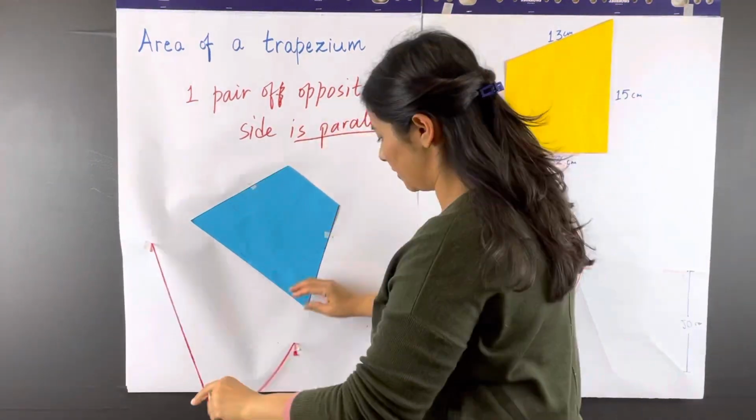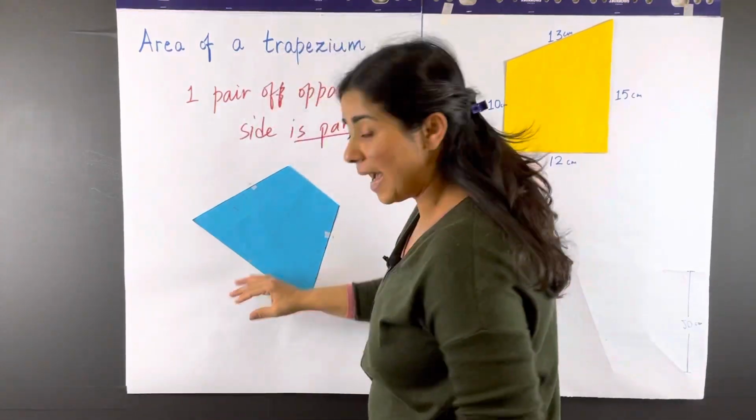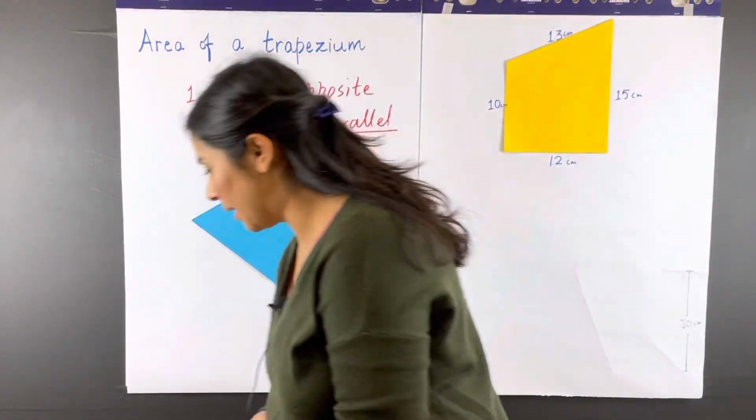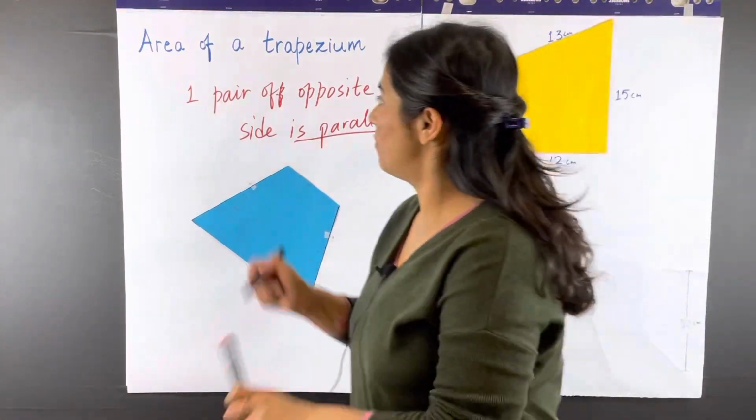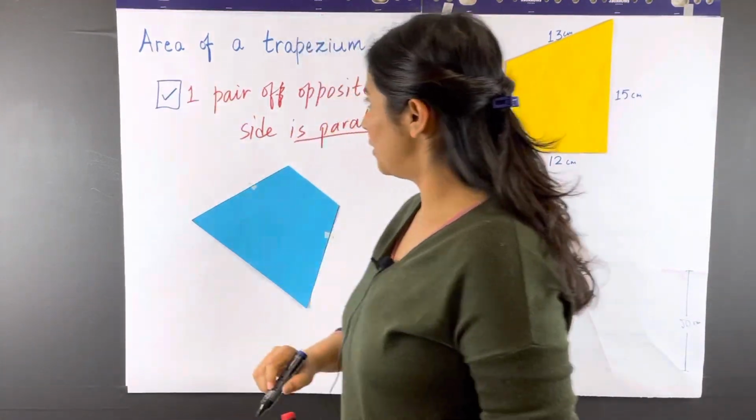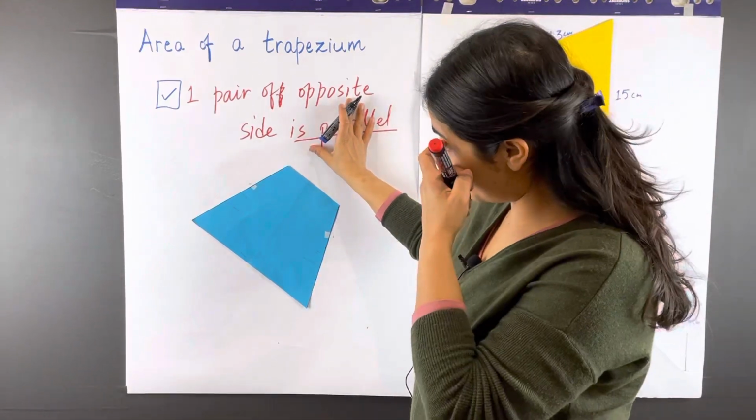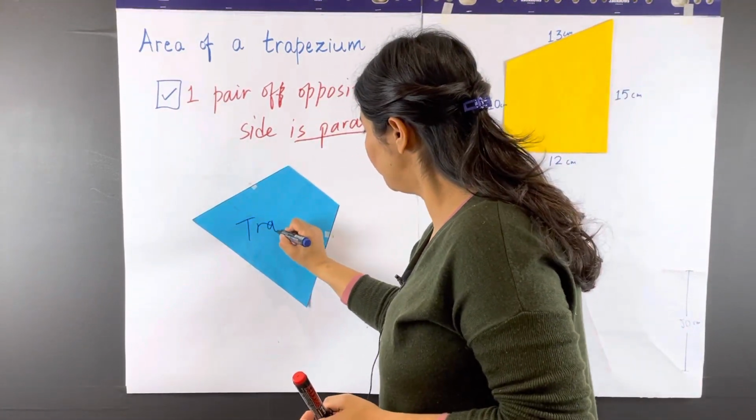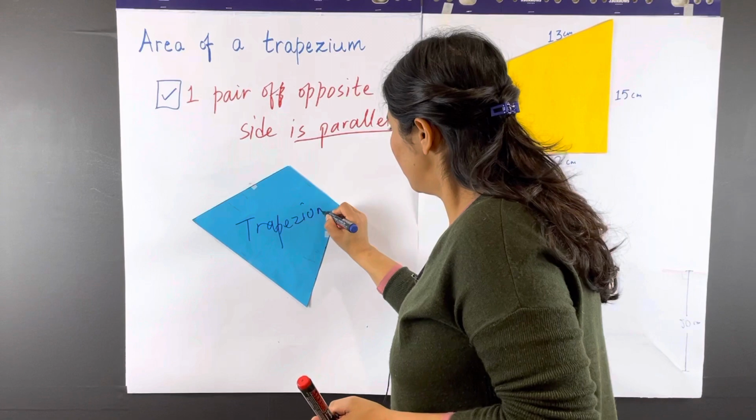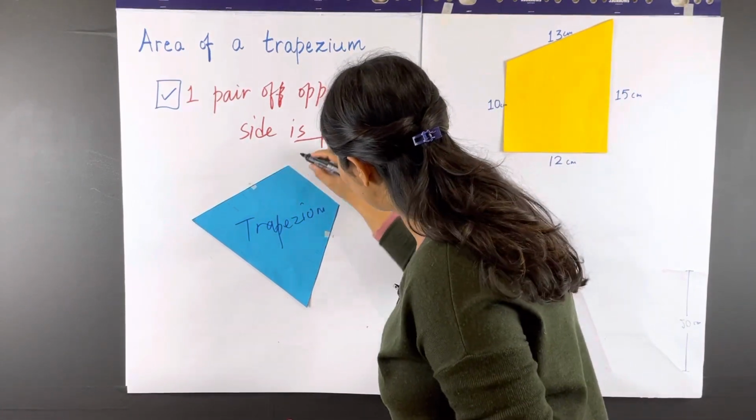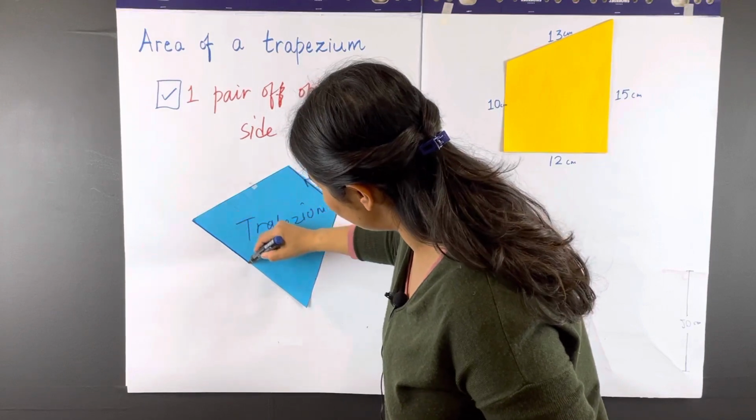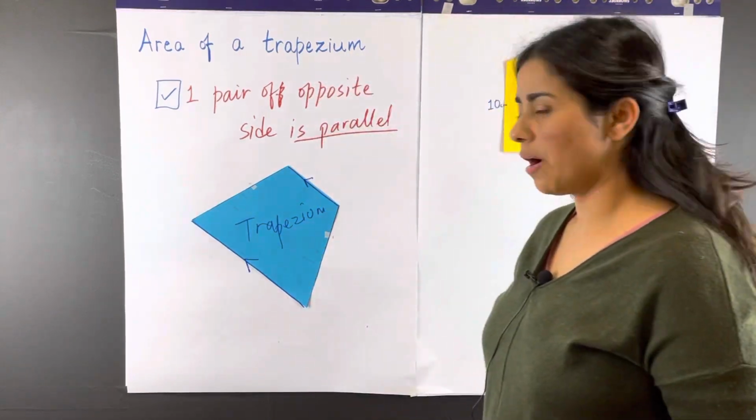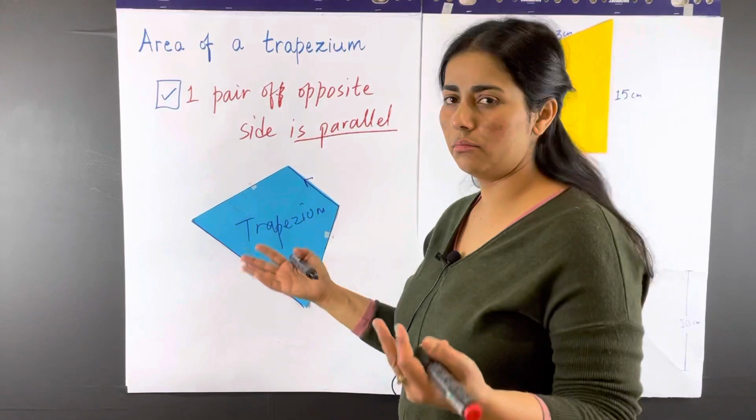Now for a trapezium, there has to be only one pair of parallel lines, and that's the case in this shape. There is one pair that's parallel. So we tick off that key property, and therefore we can call this a trapezium, because this line or this side is parallel to this side. And if you have one pair of opposite sides parallel, it is a trapezium.